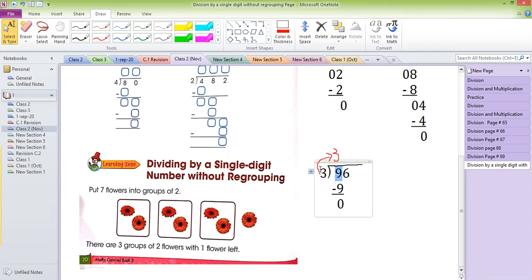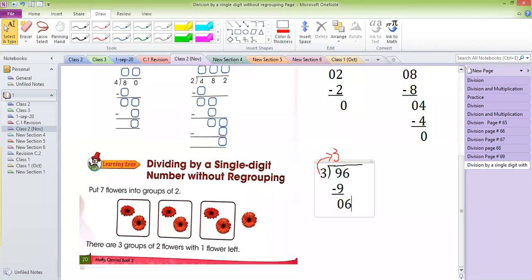Check the divisor: what number do you multiply by the divisor to get that number, or to get nearest to that number? So this is 3. 3 multiplied by 3 equals 9, so write 3. Multiply these two numbers, write it here, then after, subtract it. This is the basic. You have done it with 9.